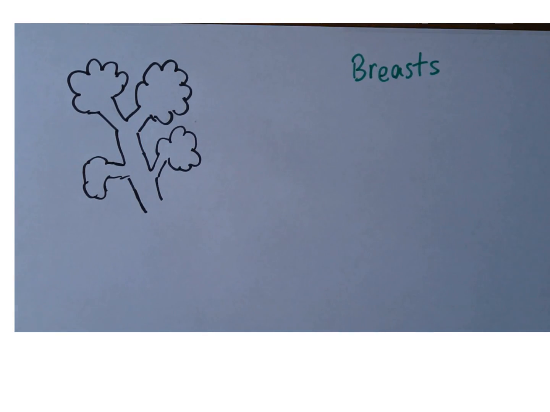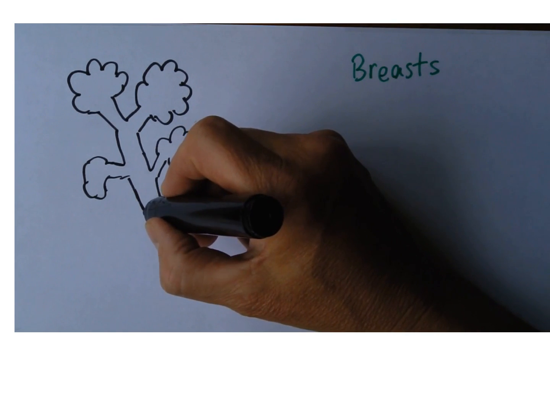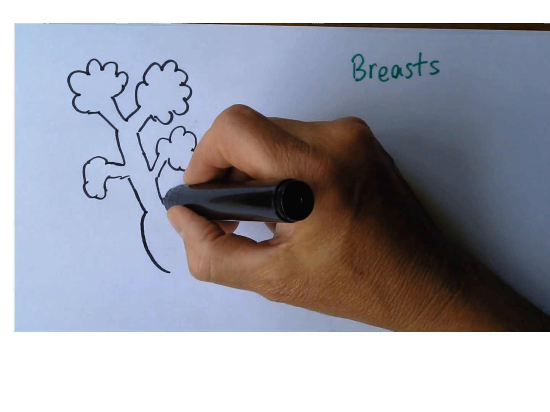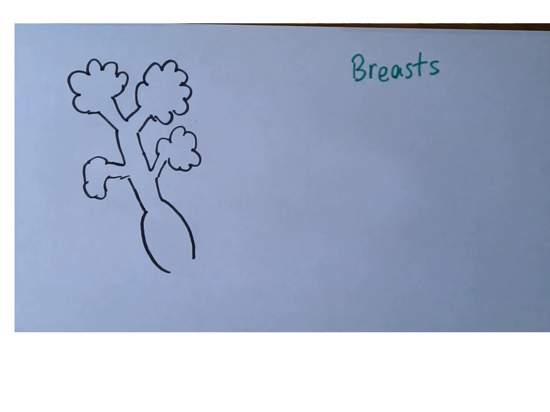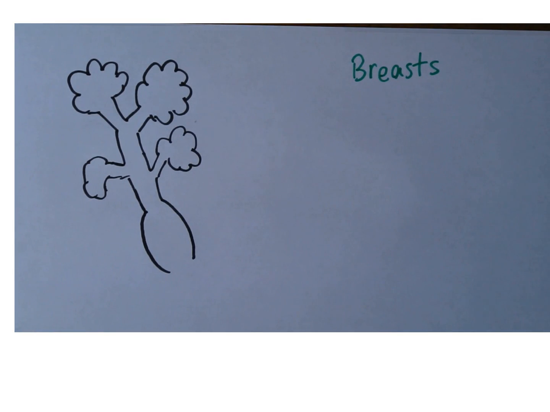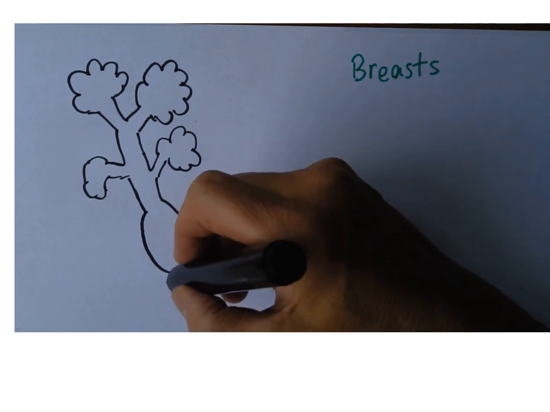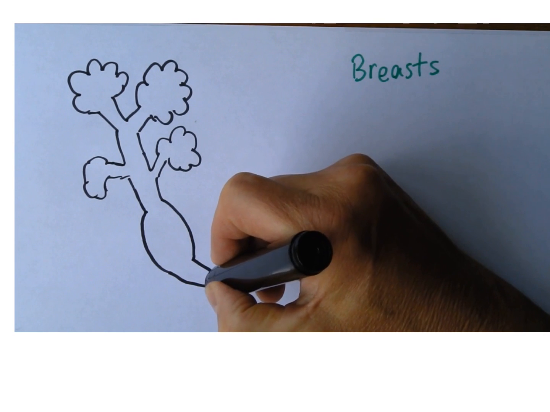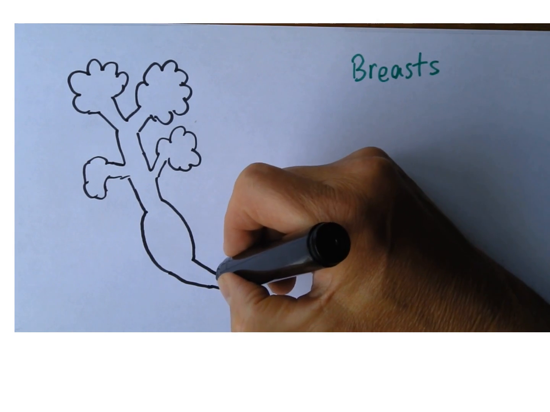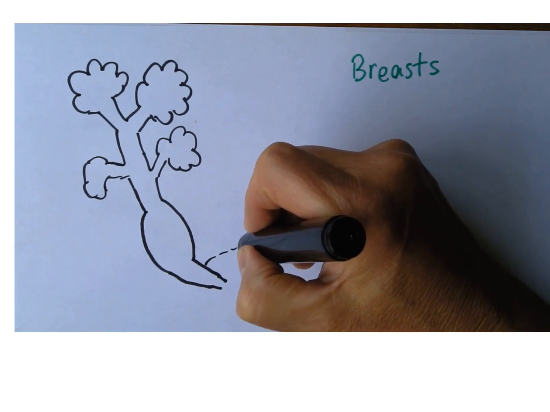Then as we get near the nipple, there's a much wider area. The ductile system widens out into a sinus, a lactiferous sinus. Then this carries on via a lactiferous duct, and that drains into the nipple.